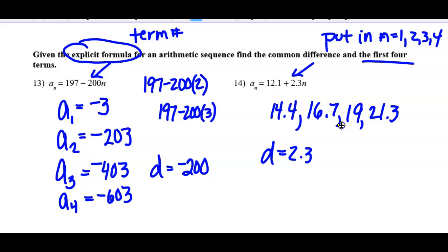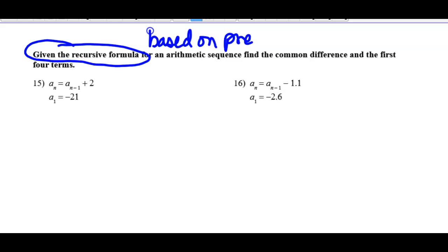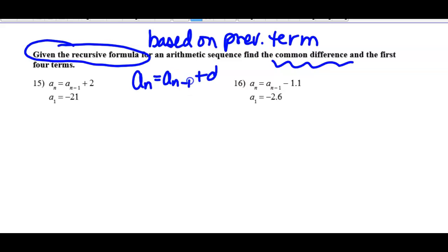Trying to check my key, and I'm not on the right page. There we go. All right. So find the recursive formula. Okay, so given the recursive, which means based on the previous term, find the common difference. Well, guys, the recursive formula says a sub n equals a sub n minus 1 plus the difference. So the difference here is 2, and the difference here is negative 1.1, and then find the first 4 terms.